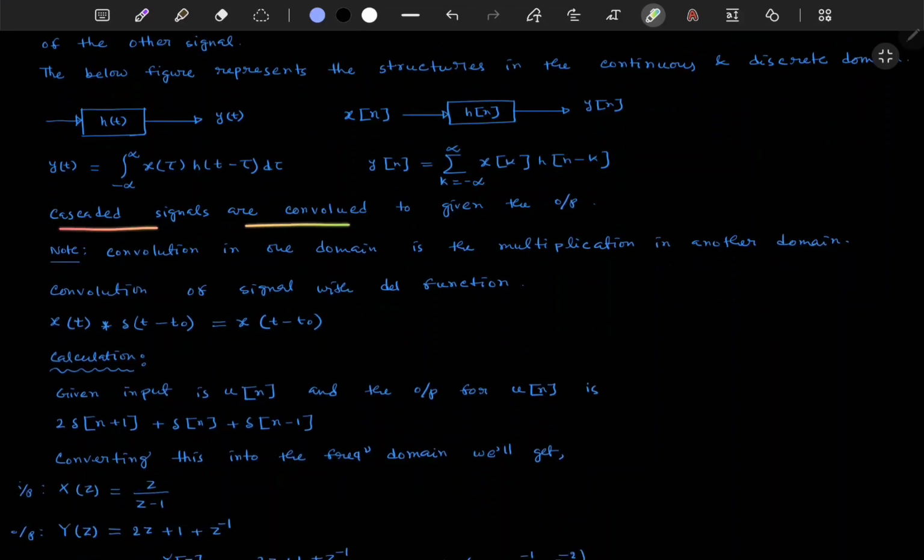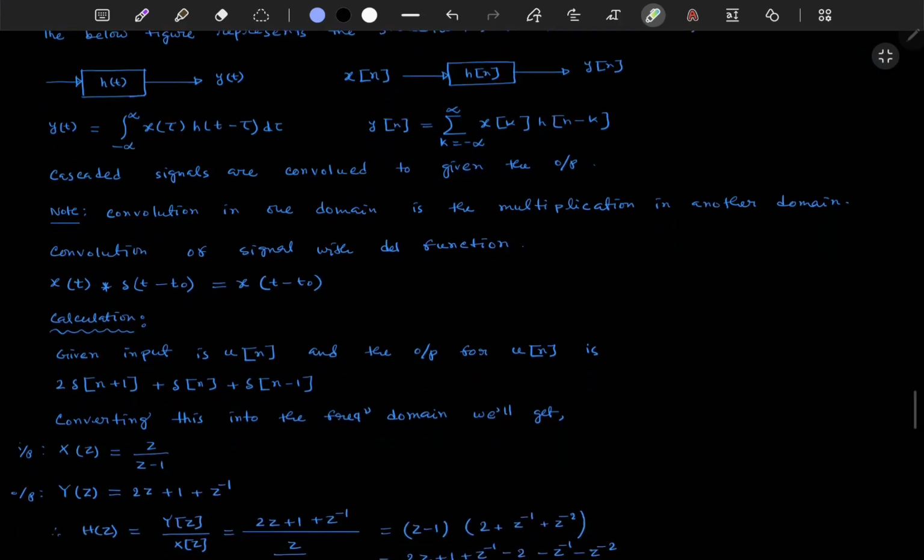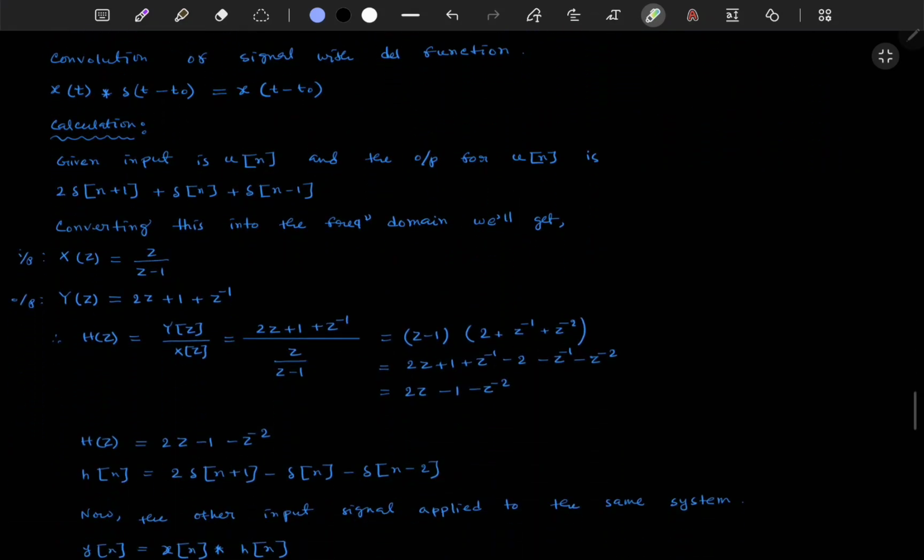Cascaded signals are convolved to give the output. Convolution in one domain is multiplication in another domain. Convolution of a signal with a delta function will be like this: x of t convolved with delta of t minus t naught gives x of t minus t naught. Now the given input is u of n and the output for u of n is 2 delta of n plus 1 plus delta of n plus delta of n minus 1. This is the input. Now converting this into the frequency domain.